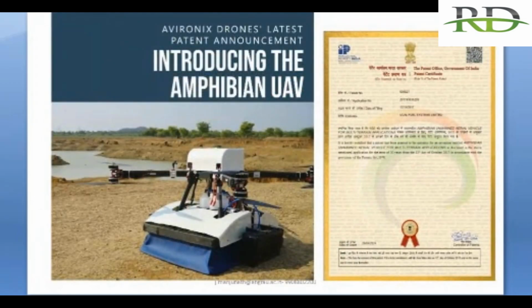This is an amphibian UAV. We can fly this drone over water bodies, especially water structures. If you assess water, sensitive water testing can also be done by this drone. This is also recently patented. Next.